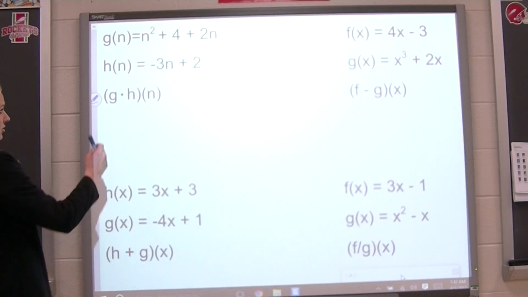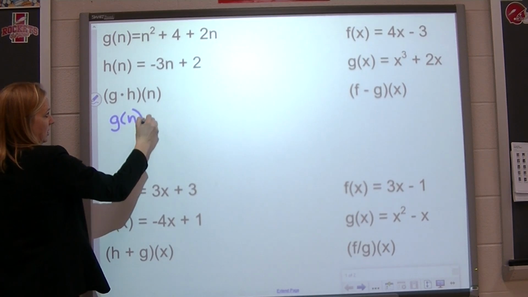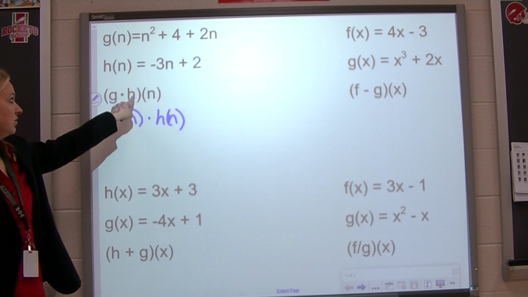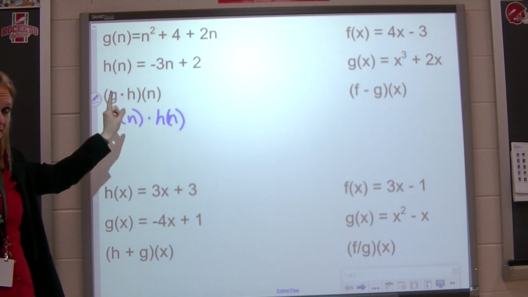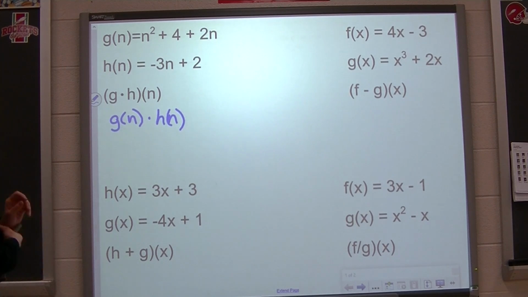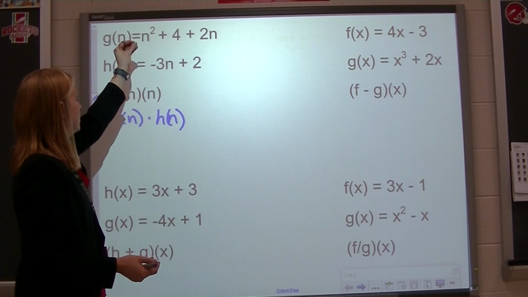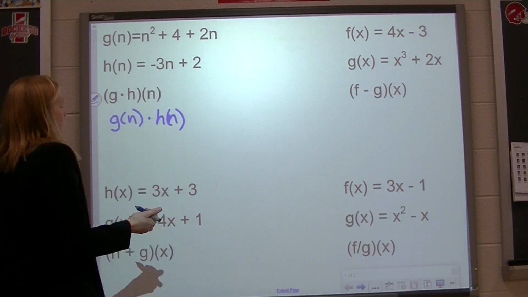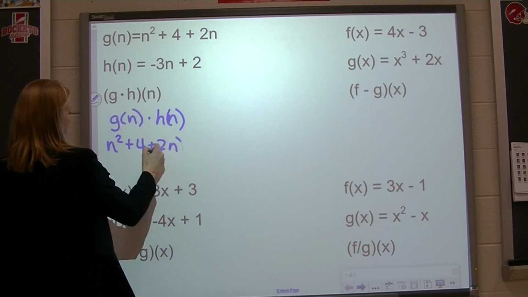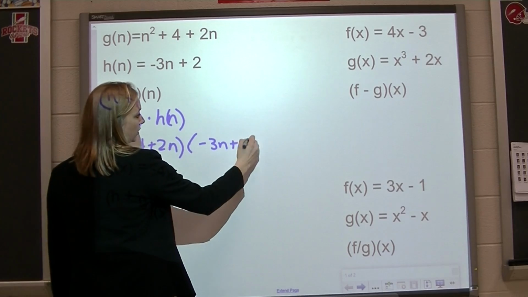This just means distribute, and you're going to be doing g of n times h of n. Now take note, there's something that looks very similar to this that means to do something different, and that's going to be on the next slide, so pay attention to that. So this simply means take your g of n and multiply it by your h of n, function operation. So we'll do n squared plus 4 plus 2n times negative 3n plus 2.